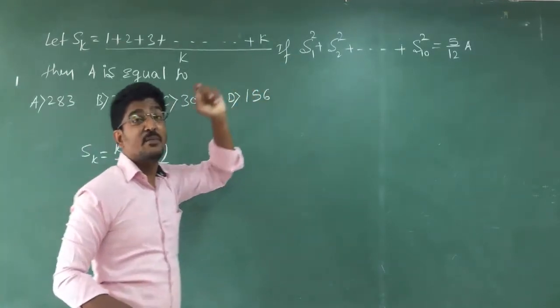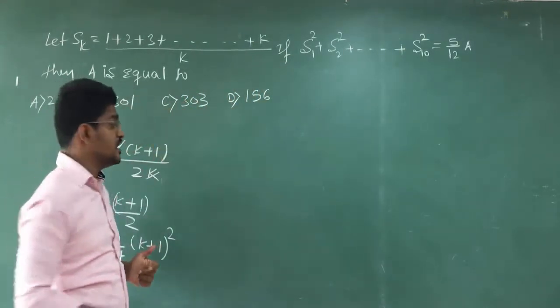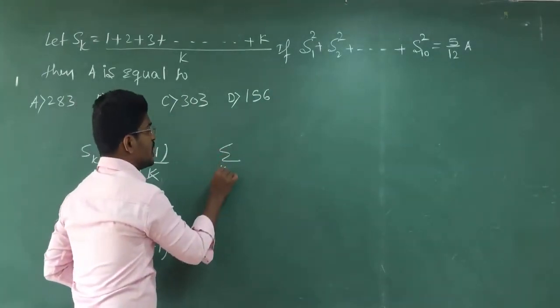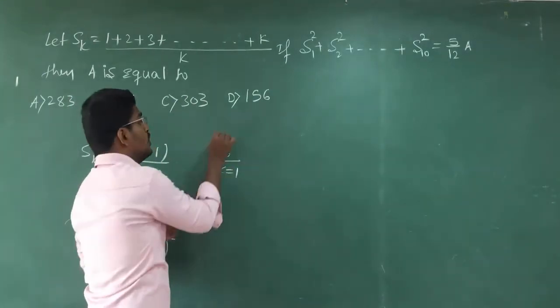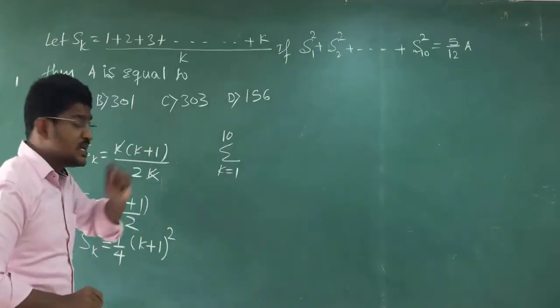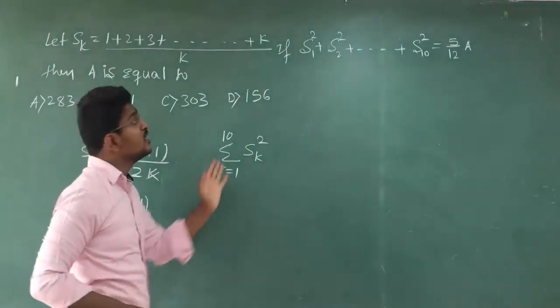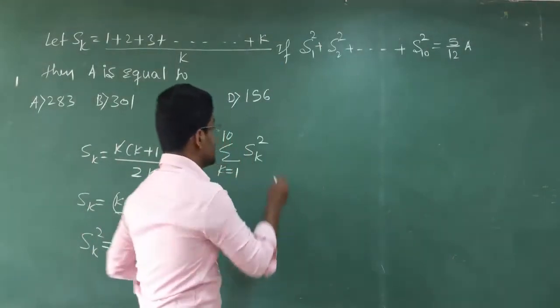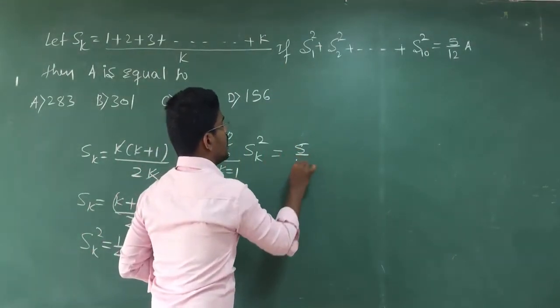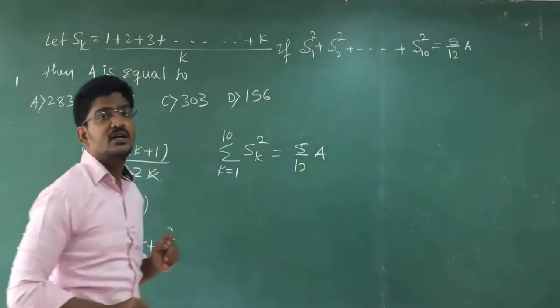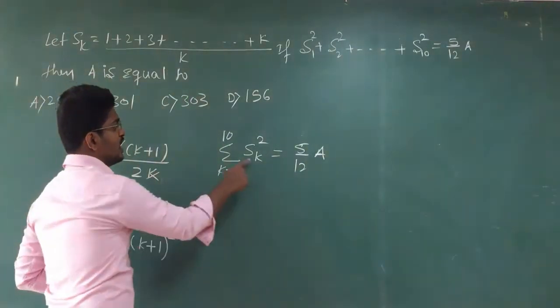That is summation of kth terms. That means summation of k equal to 1 to 10, and that is Sk square. That is what is written here. That is equal to what? 5 by 12a. Clear? So now I will simplify this.